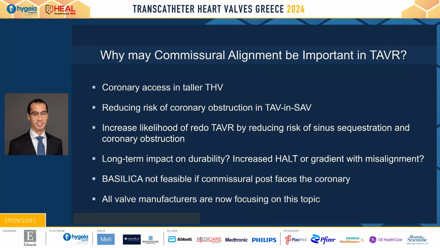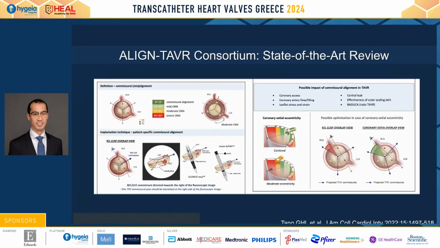Certainly, leaflet modification such as BASILICA would not be feasible if the commissure post is facing the coronary. And of course, all valve manufacturers are now focused on this topic, so clearly everyone's seeing this as critical to lifetime management. And we have recently published an Aligned TAVR Consortium state-of-the-art review in JACC, talking about this topic, defining the degree of misalignment to standardize the nomenclature, and talking about some of the coronary eccentricities and some of the other techniques to optimize alignment.